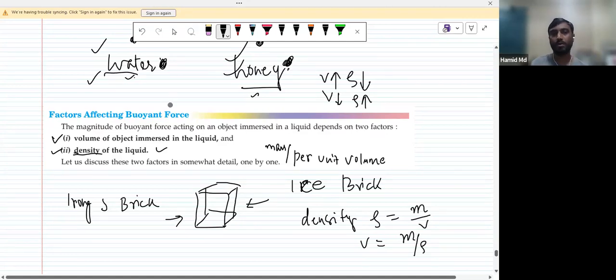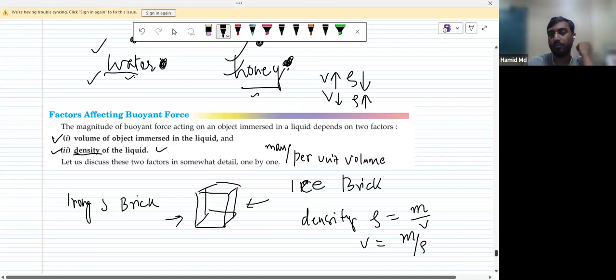Now I have a question for you. It is basically related to volume. Why does ice float on the water surface? Why does it not go down? No, that's the play of density.